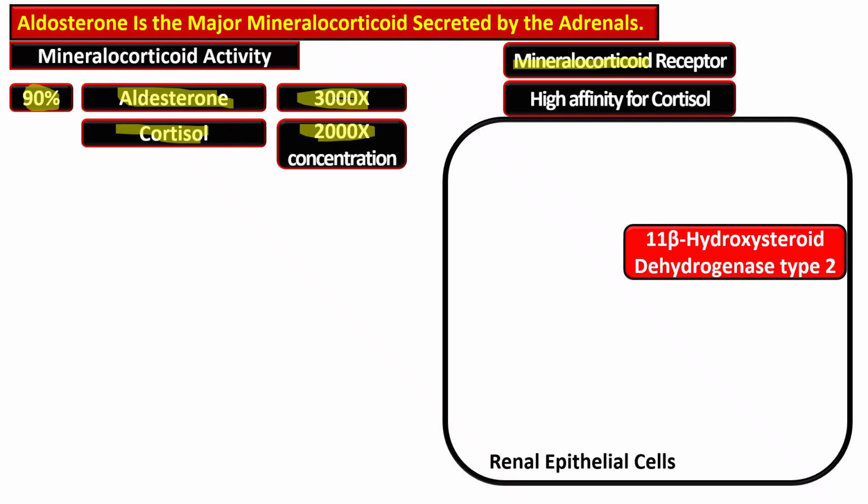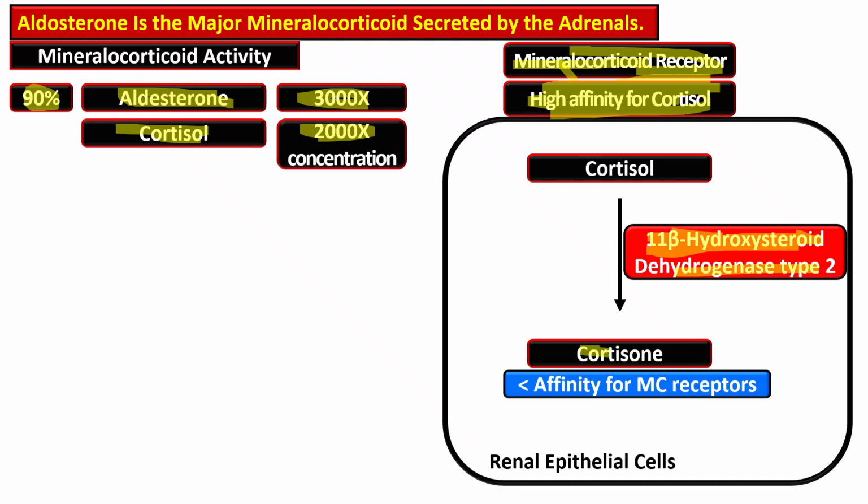The cortisol binds to mineralocorticoid receptors with very high affinity, but there is an enzyme present in the renal epithelial cell, 11 beta hydroxysteroid dehydrogenase type 2, 11 beta HSD2, that converts cortisol into inactive cortisone. This inactive cortisone cannot bind with the mineralocorticoid receptor because it has less affinity for the receptor, and they also influence the intracellular redox state to further prevent cortisol's effect.